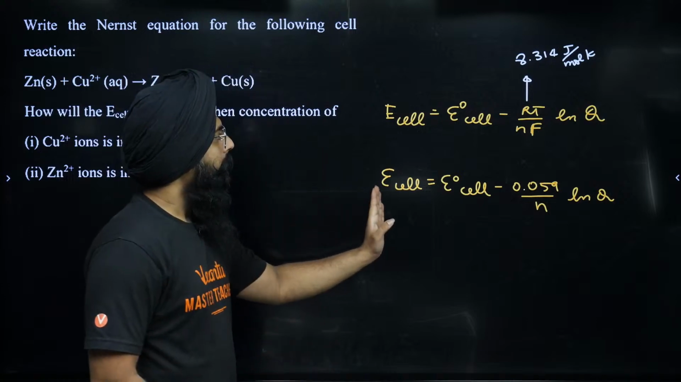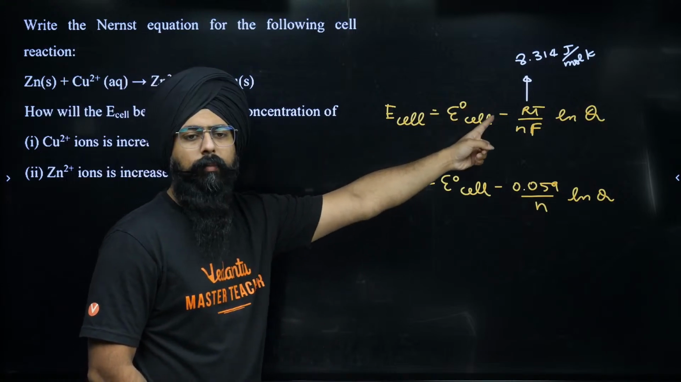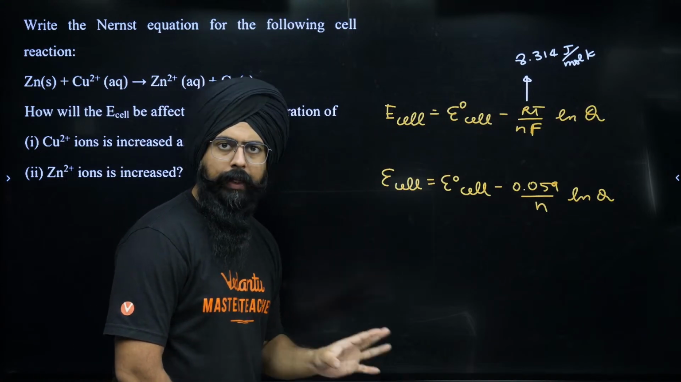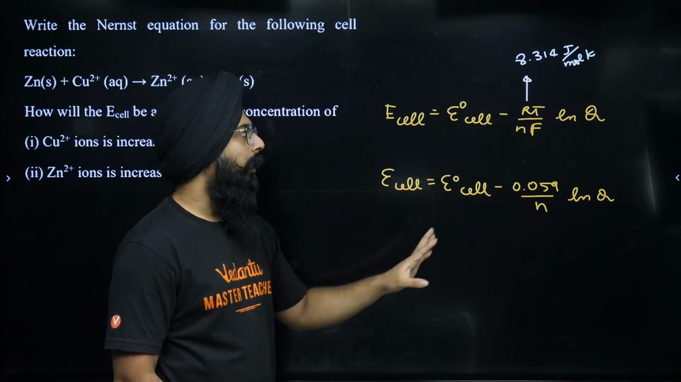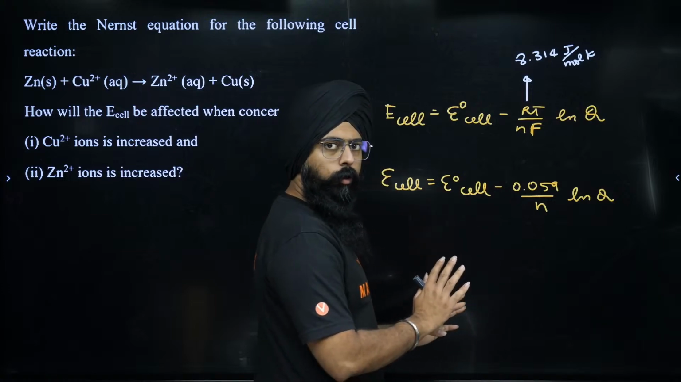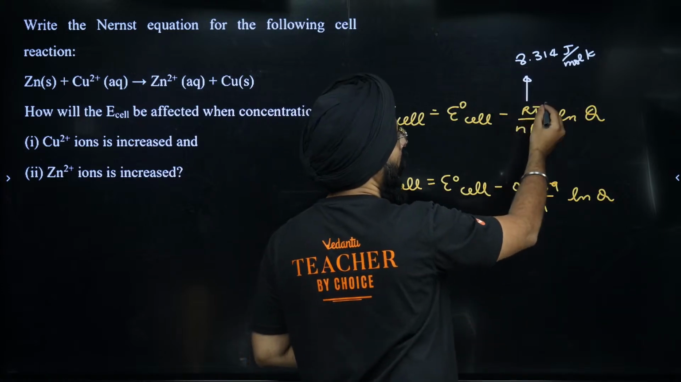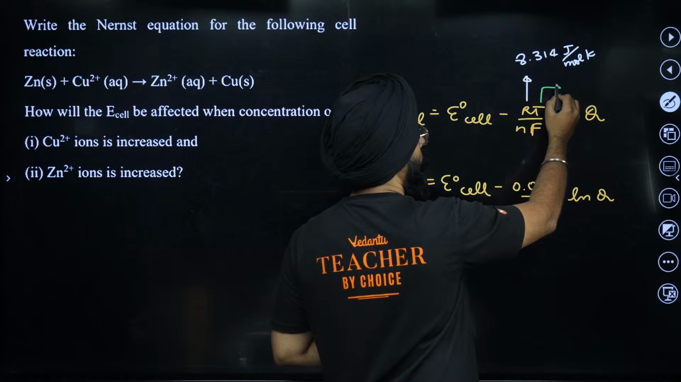So E cell is equal to E naught cell minus RT by nF ln of reaction quotient. So E cell is equal to E naught cell minus 0.059 by n ln Q. So what are the assumptions that we take over there? The assumptions that we take are R is 8.314 joule per mole Kelvin.